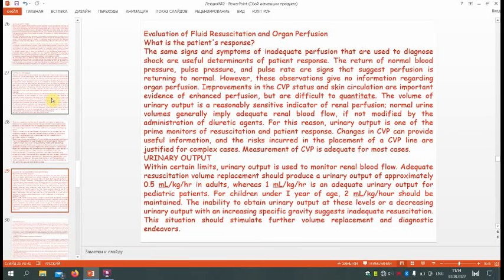The volume of urinary output is a reasonably sensitive indicator of renal perfusion. Normal urine volumes generally imply adequate renal blood flow if not modified by the administration of diuretic agents. For this reason, urinary output is one of the prime monitors of resuscitation and patient response. Changes in CVP can provide useful information, and the risks incurred in placement of a CVP line are justified for complex cases. Measurement of CVP is adequate for most cases.